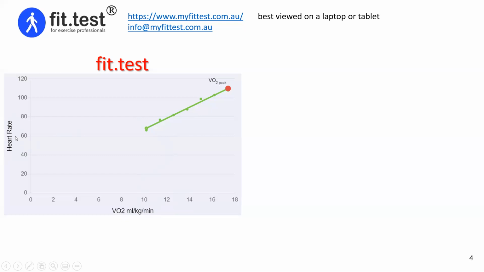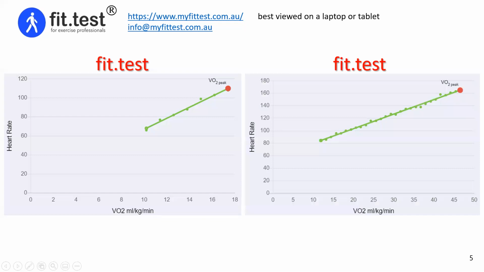So heart rate is not going into the measurement or the estimation of these VO2s, not at all. Heart rate is being used for a single purpose only, and that is to establish a linear regression or line of best fit that can then be extrapolated to an estimation of VO2 peak or VO2 max.